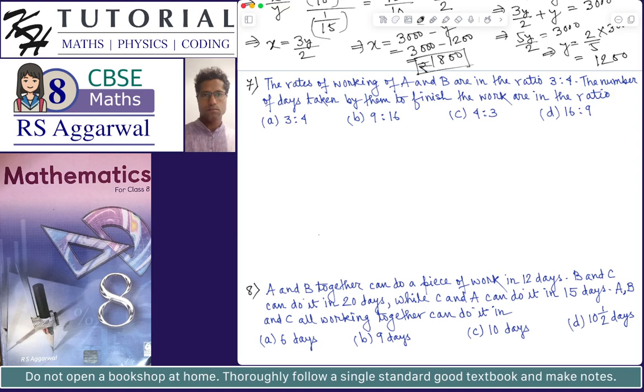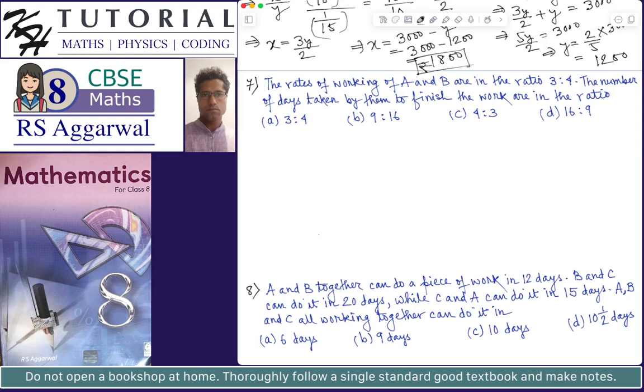The number of days taken by them to finish the work are in the ratio. We have to find the ratio of the number of days taken by them to finish the work. That is, we have to find the ratio of the number of days A will take to finish the work and the number of days B will take to finish the work.